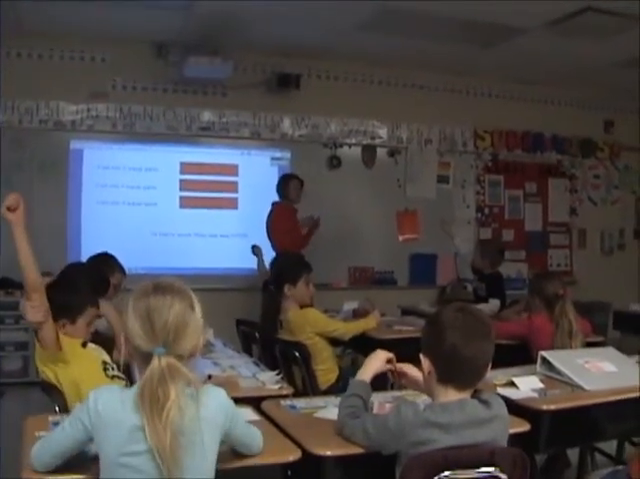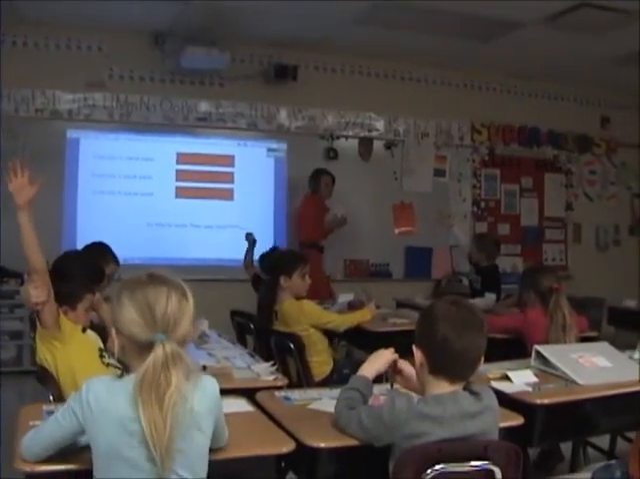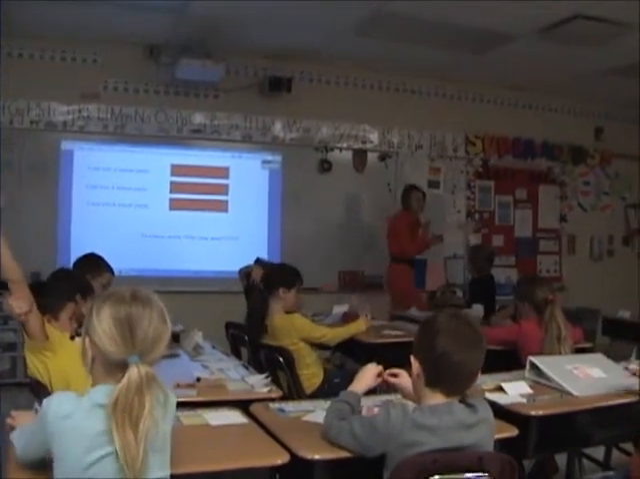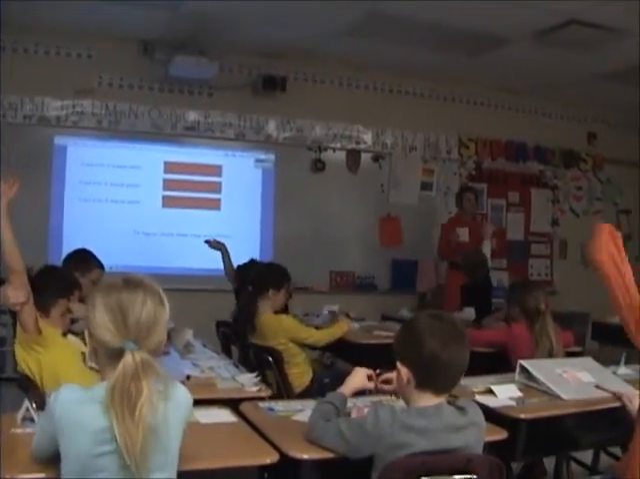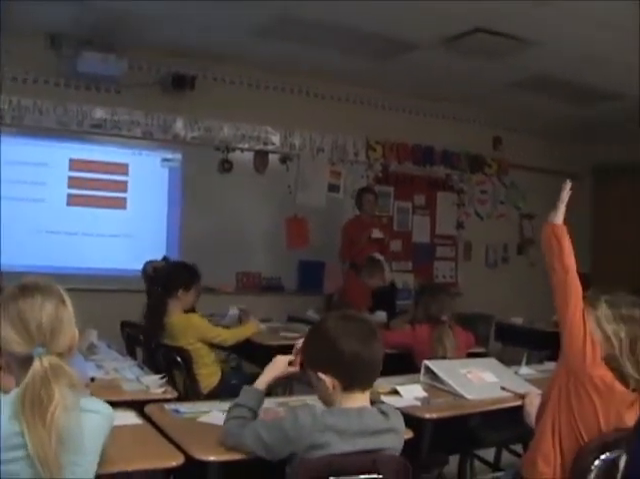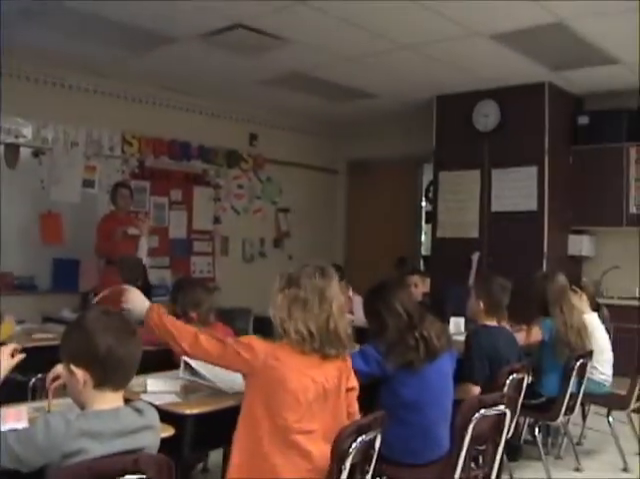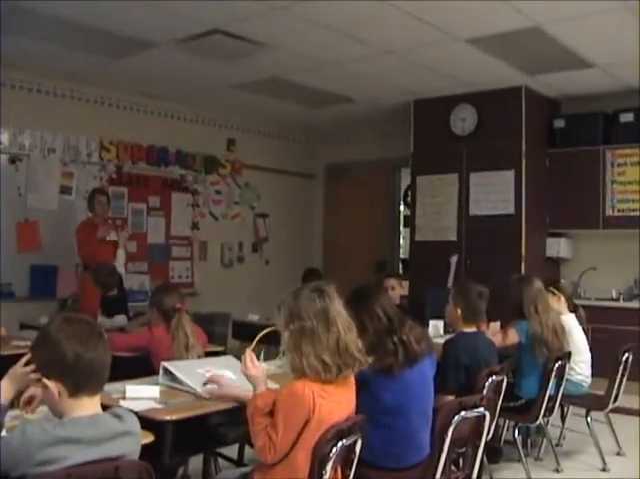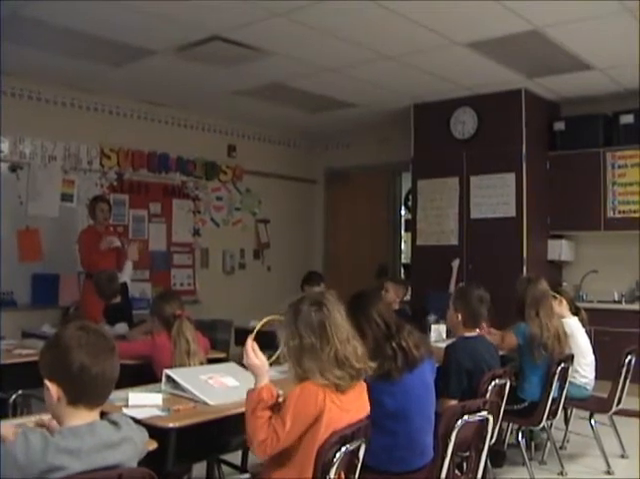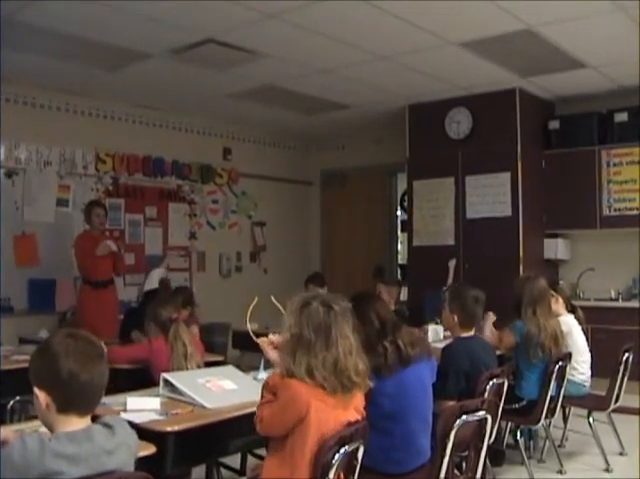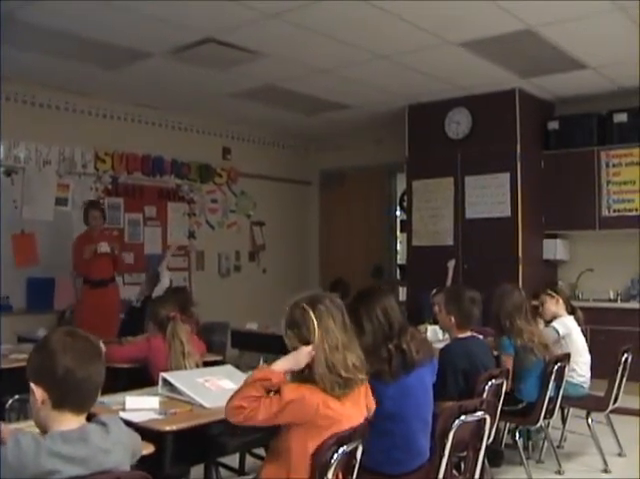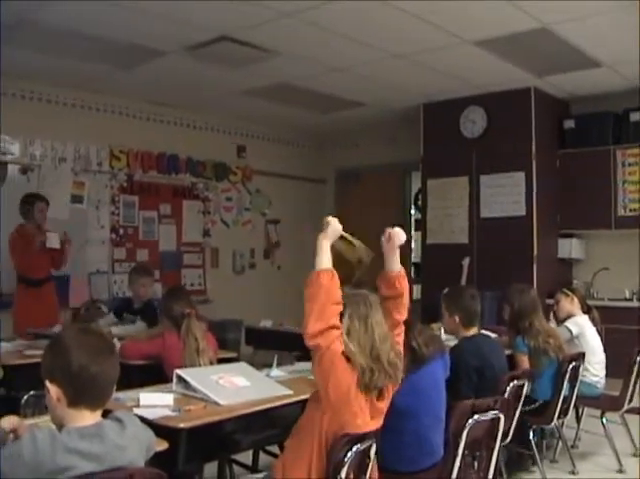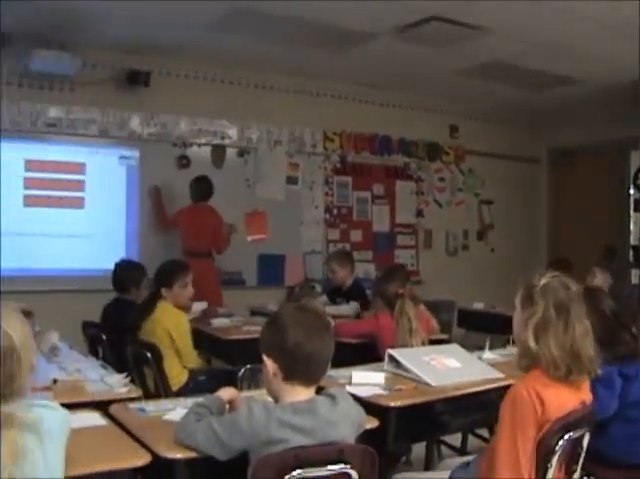And what would we put on top? The numerator. What is the numerator again? Ryan. The ones that are shaded. So how many are shaded? 3. So 3 out of the 4.